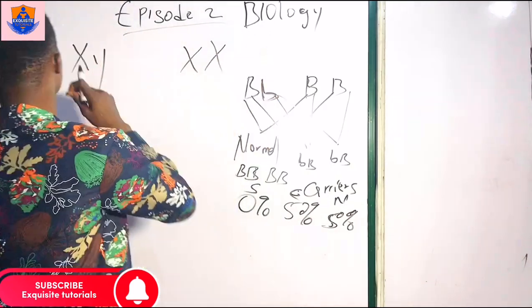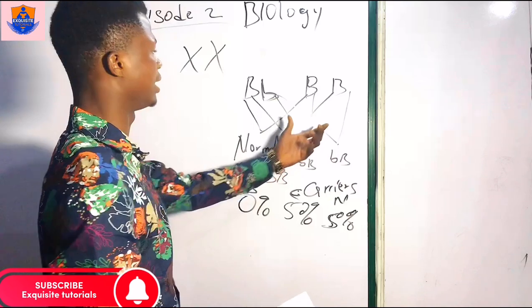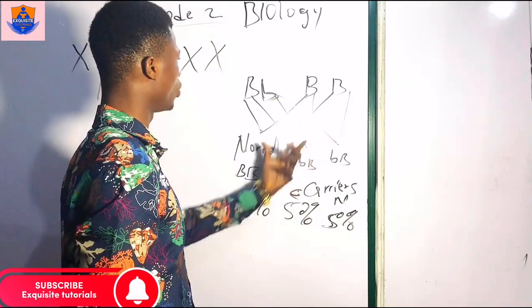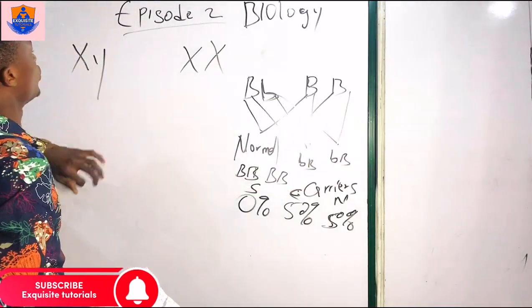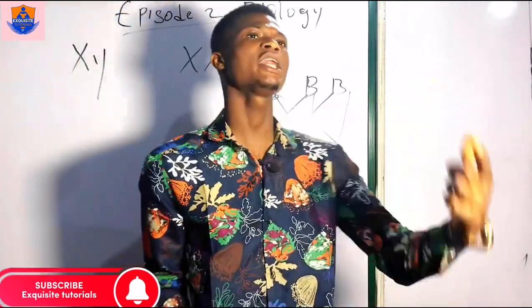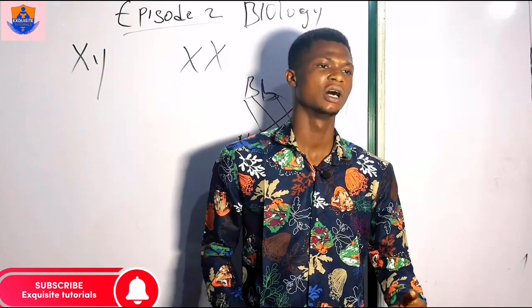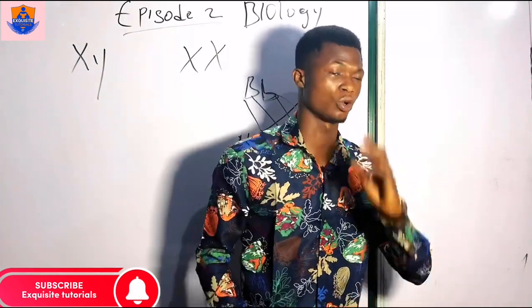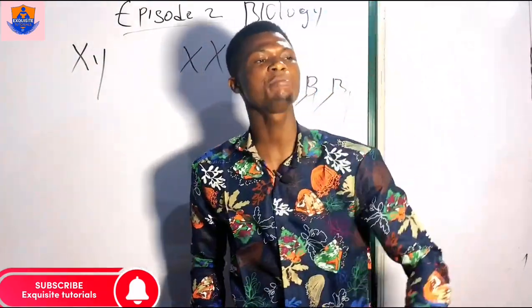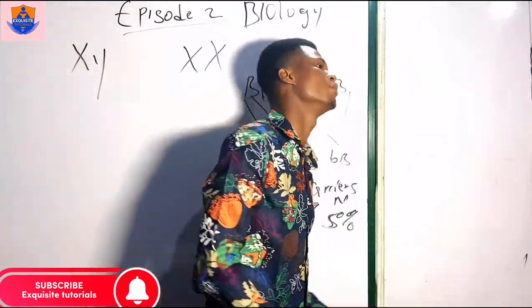Now let's go through this. This question was for a man that is a carrier and a woman that is normal. Let's ask this question: if the man is a carrier and the woman is normal, how many percent of the male children will be carriers or sufferers, or how many percent of the male and female will have this trait?